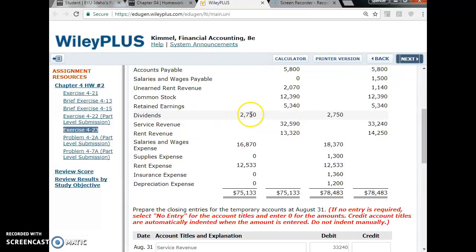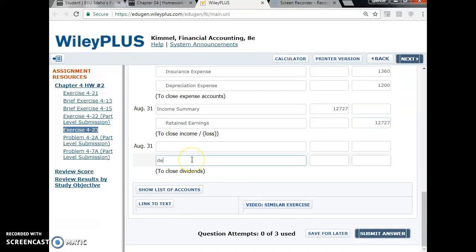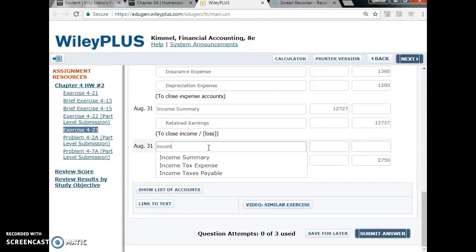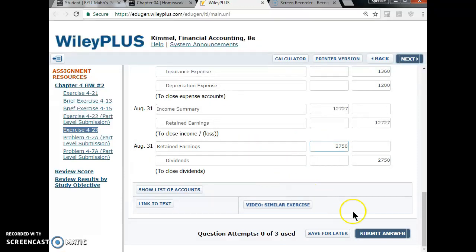Dividends are up here, and they're normally a debit balance, as we can see. So in order to close them, we're going to put them in the credit column. So we have $27.50 for dividends. Oops, spelled that wrong. Dividends. Okay, and we're going to credit those for $27.50. And then we have our retained earnings, my bad, and that's the same as our dividends. So we have $27.50 in the debit column of that, and that should about do it.